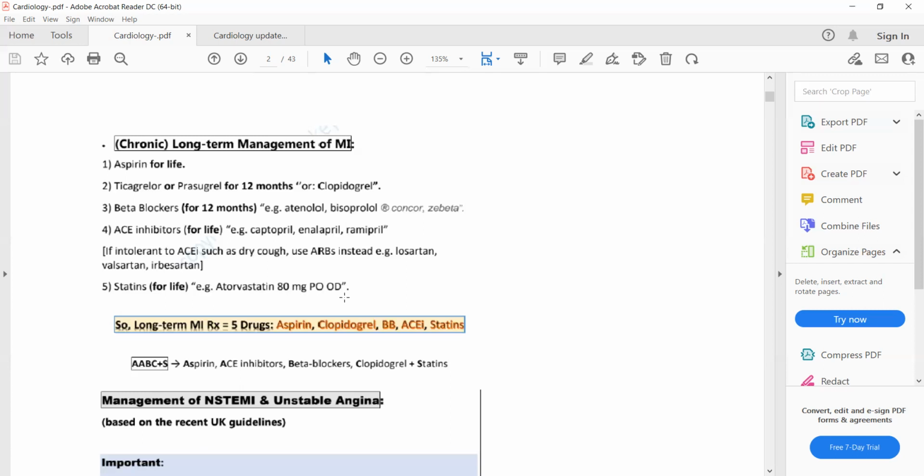So aspirin for life, ticagrelor or prasugrel for 12 months. And if the patient is already taking an anticoagulant, then clopidogrel for 12 months, because with ticagrelor and prasugrel the risk of bleeding is higher.